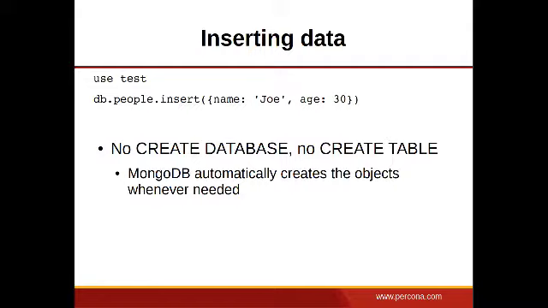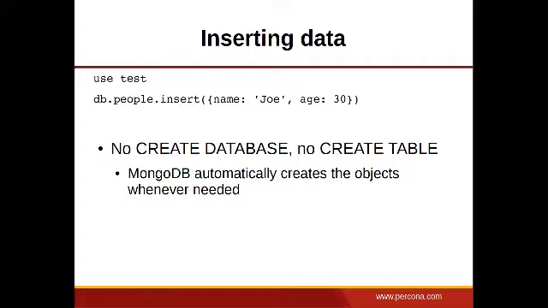Okay, so now let's see how to insert some data. Let's say that we want to insert a document with two fields, name and age, and we want to insert that document inside a people table that is in the test database. So if we use the Mongo client, the command line client, we will simply run use test, like in MySQL, and then db.people.insert, and then we specify the JSON document.